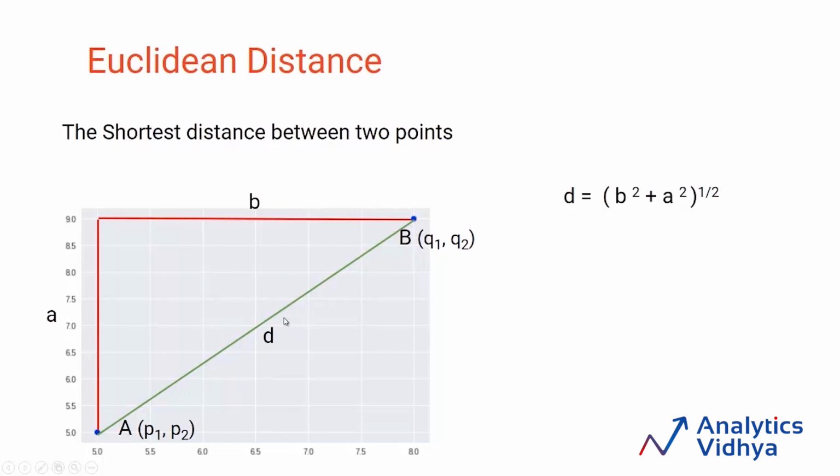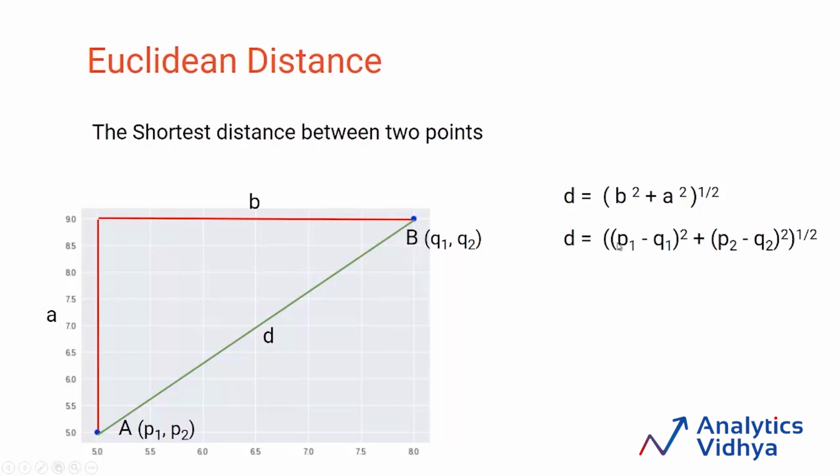Remember the Pythagoras theorem? We had the value of D equal to the root of A square plus B square. So I've written the formula here. And if I plug in the values of A and B in terms of P and Q, I'll get P1 minus Q1 square plus P2 minus Q2 square and the complete root. So let's put in the values. We'll again get 4 square and 3 square, and we take a root of this. So it comes out to be 5.